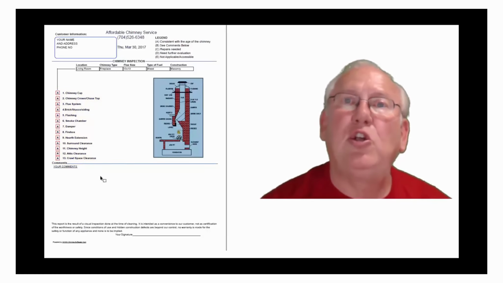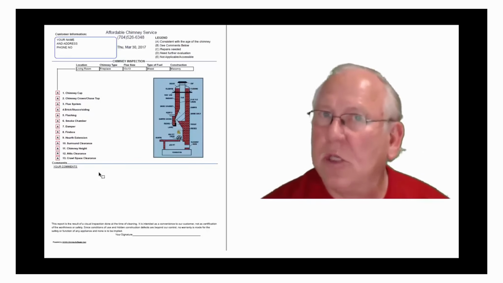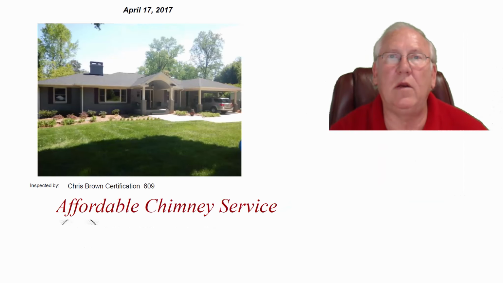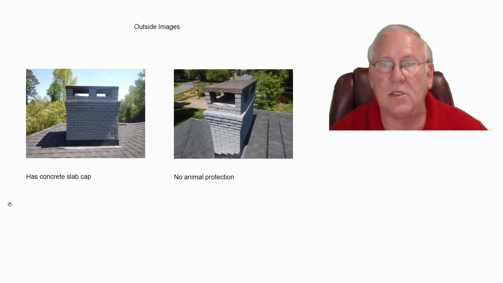Now, let's take a look at your personal report. So stay with me. Hey, great looking house. Nice location, by the way. Nice neighborhood. As we look at the top of the chimney, we can see that it's got a concrete slab up here, keeping the rain from going down the three flues.